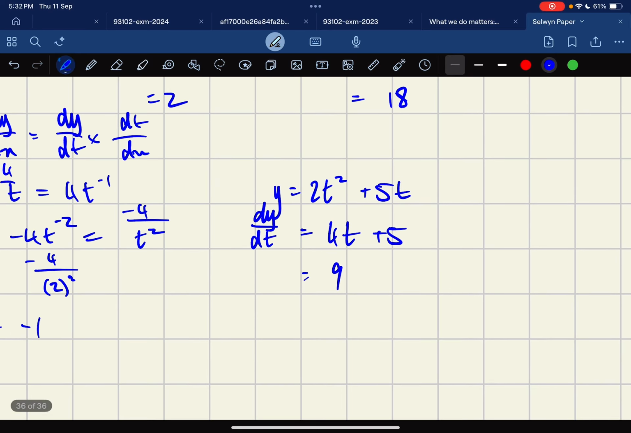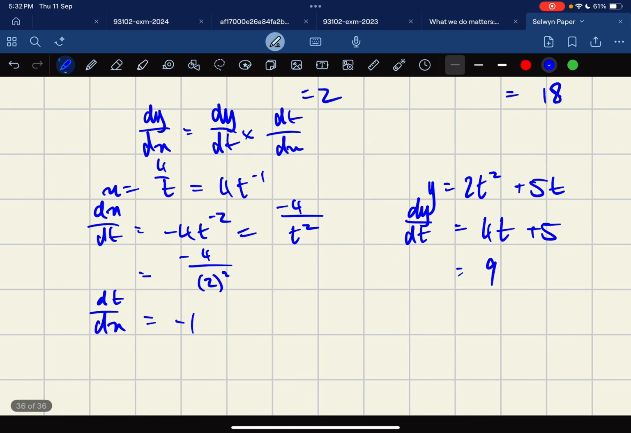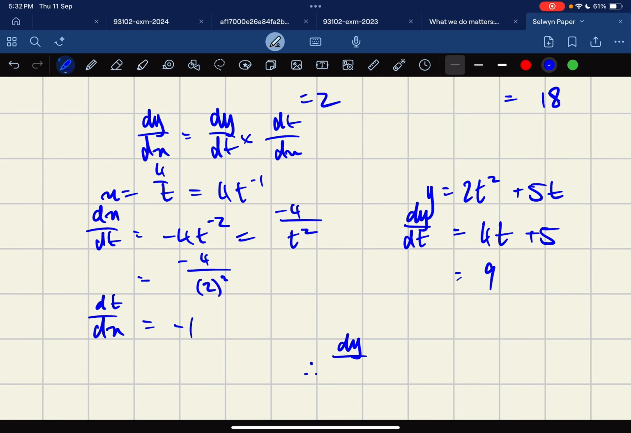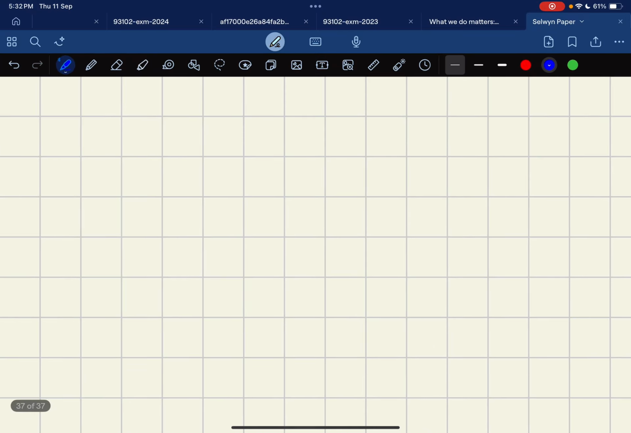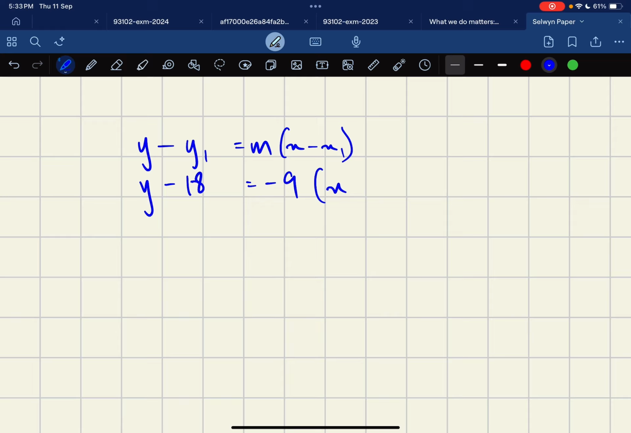So then overall, dy over dx is equal to 9 times negative 1, which equals negative 9. So that's the gradient to that point. And then using the equation that we used before, y minus y1 is equal to m times x minus x1. Y minus the coordinate of y, which we know is 18, is equal to m, which we know is negative 9, times x minus x1. The coordinate is going to be 2.